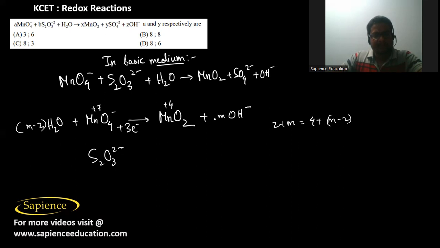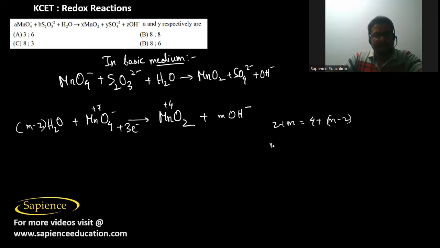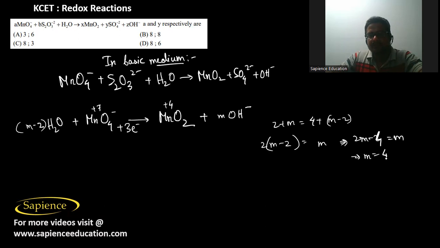M plus 2 oxygens here, that is 4. And here the number of hydrogen atoms should also be the same. Therefore here the number of hydrogen atoms is (m minus 2) into 2, which should be equal to m. So we have to find the value of m: 2m minus 4 is equal to m. So m equals 4.